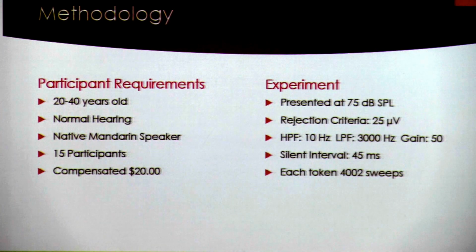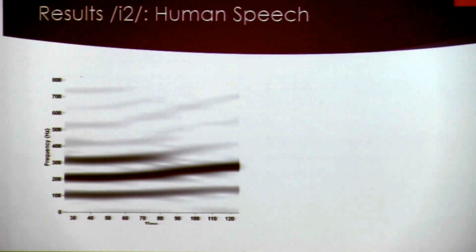And I do want to mention that since my token is only 150 milliseconds long, the time constraints that Megan presented on weren't as focused as they are in this one, because my stimulus is shorter than her stimulus was. So the results of the human speech: this is a spectrogram showing the stimuli.